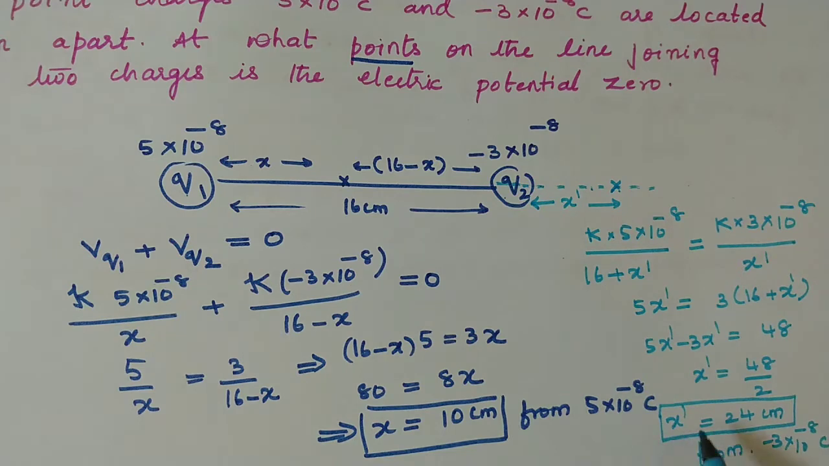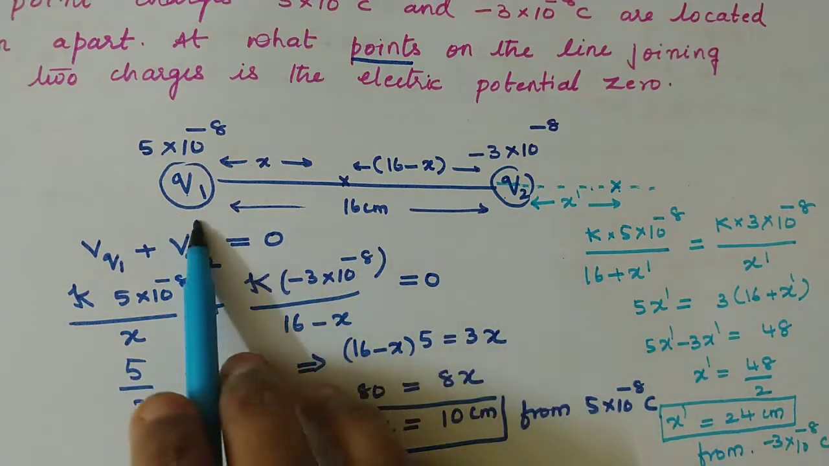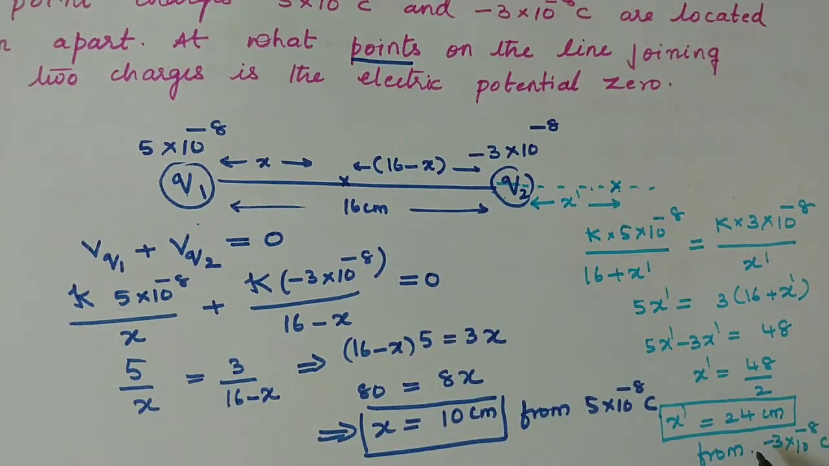If you want to measure x dash from Q1, you can add the value. It would be 16 plus 24, that will become 40 centimeter, if you take both the distances as measured from Q1. Otherwise, you can write it as x equal to 10 centimeter and x dash is 24, but from minus 3 into 10 power minus 8 coulomb.